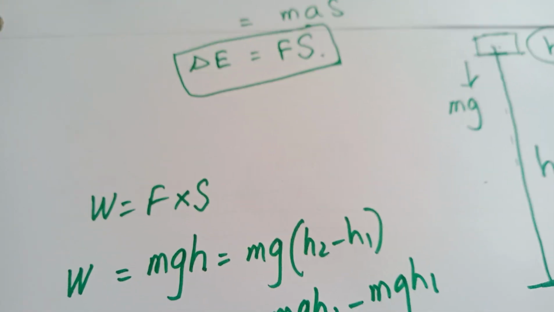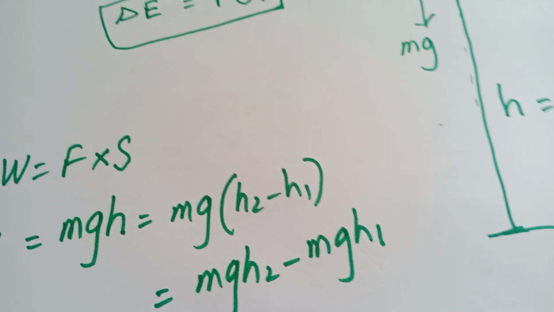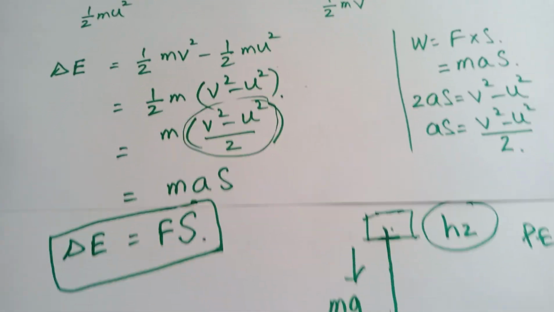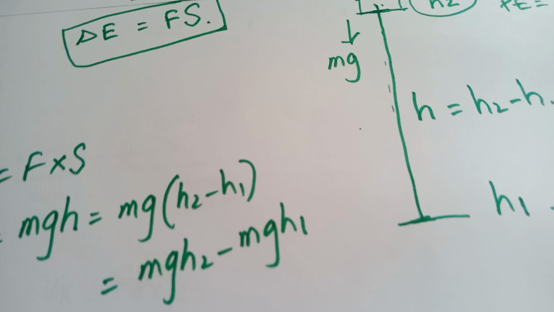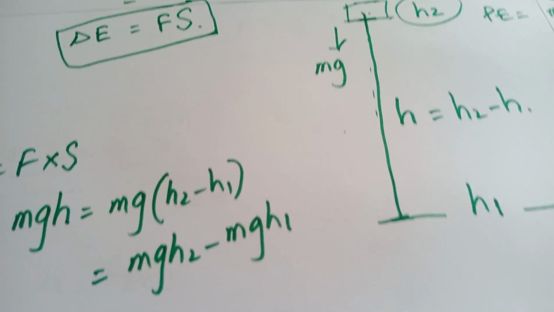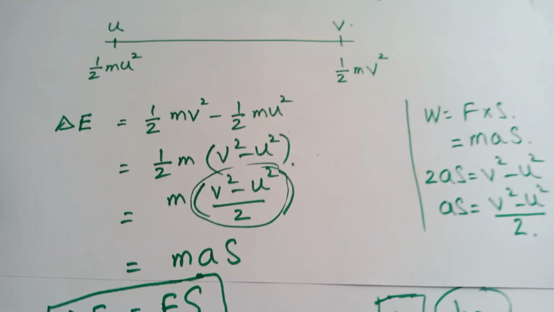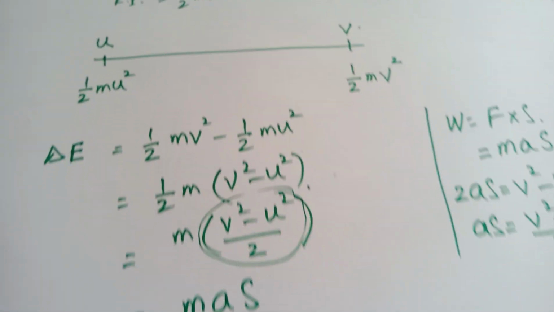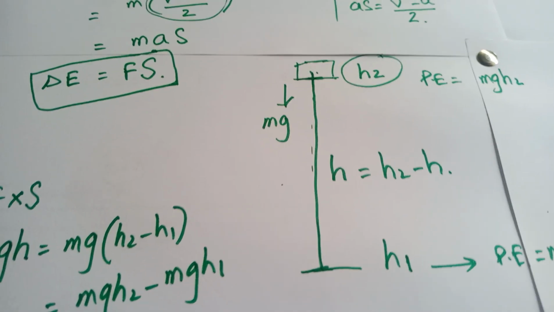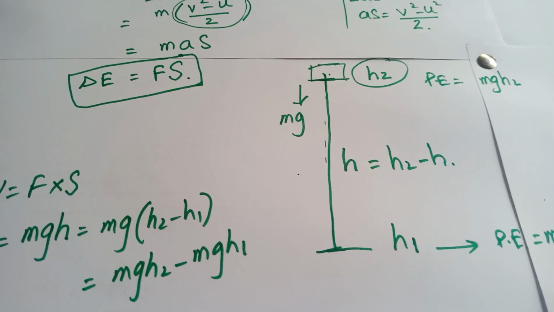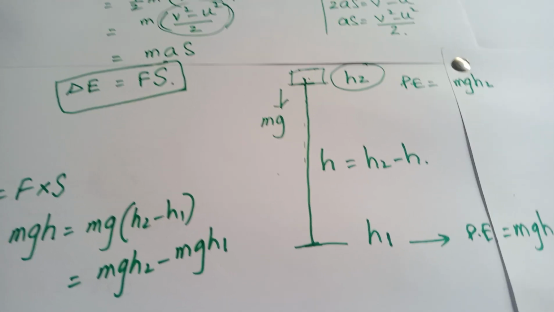So from this video you just have to remember one thing. No one will ask you to prove how this work done is equal to the change in the energy. Just remember that a change in energy means some work has been done, and I have shown you both from the kinetic energy point of view and from the potential energy point of view. In the next video I'll be taking you into the details of this energy through some problems, so please stay tuned.